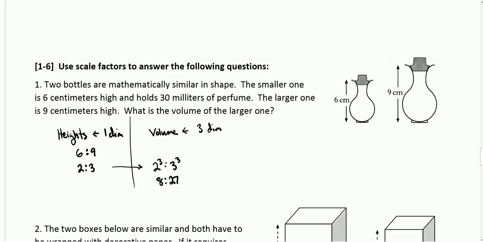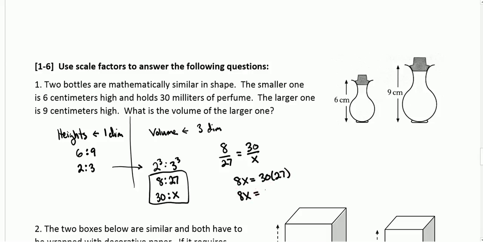And we know that the smaller one holds 30 milliliters. Okay, so smaller is 30, and we have x for the larger one. So we're going to take these two right here, the 8 to 27 and the 30 to x, and we know those are equal to each other, so we set up a proportion. 8 over 27 is 30 over x, and cross multiply. 8x equals 30 times 27, or 8x equals 810. 810 divided by 8 is 101.25, and we're looking at milliliters. That's our volume.